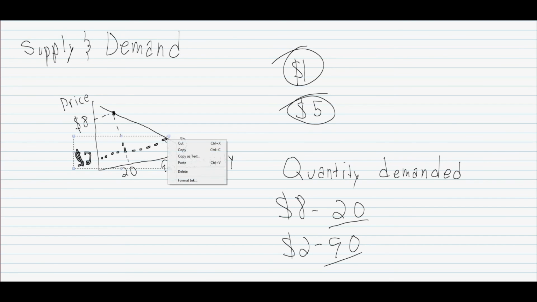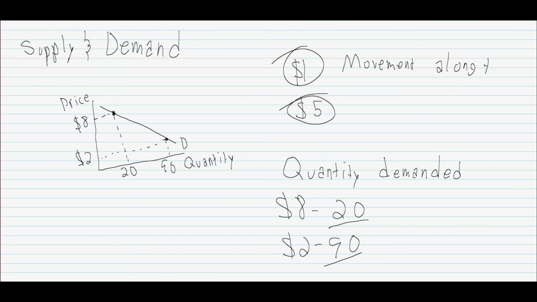So if you ever see on an AP exam or in a prep book, it says a movement along the demand curve, what that means is the price has changed, and so the quantity demanded changed. Because look, we have one point over here on the demand curve, and then one over here. One where the $2 hits the demand curve, and one where the $8 hits the demand curve. Those are 2 points on the demand curve. So movement along the demand curve is a movement from one point to the other, sort of like this.